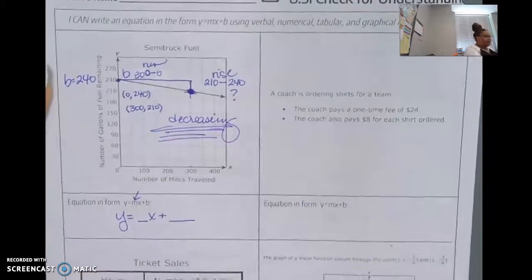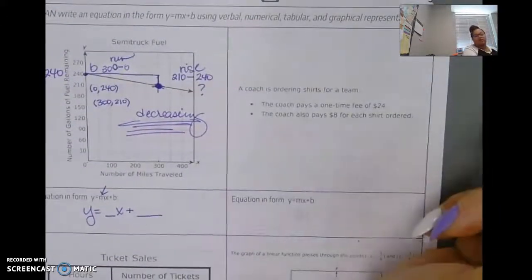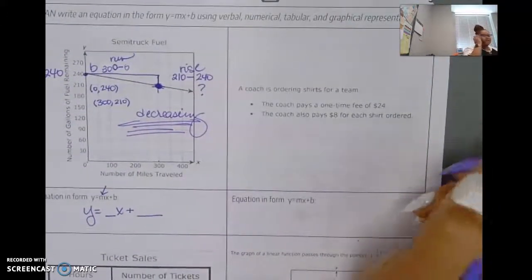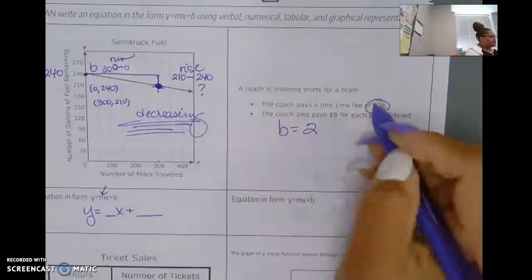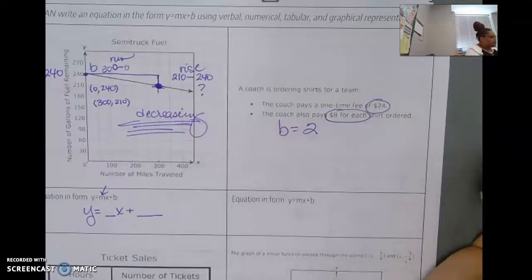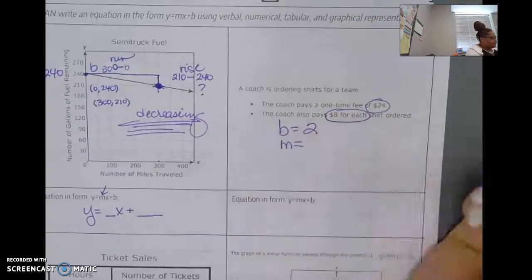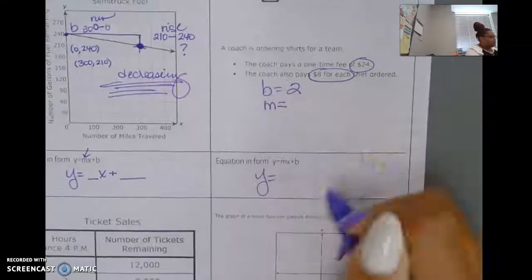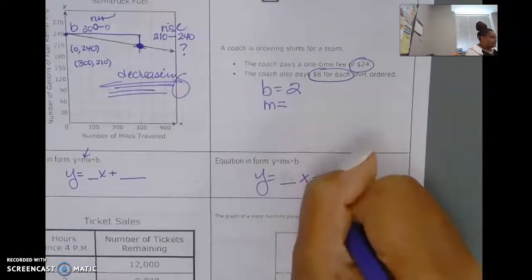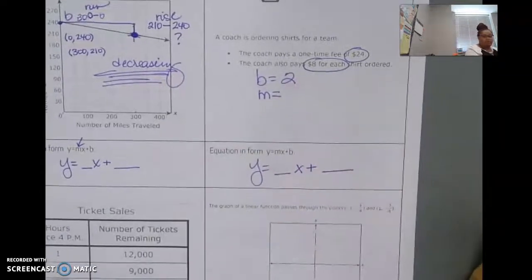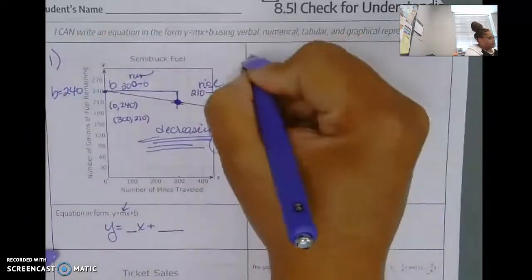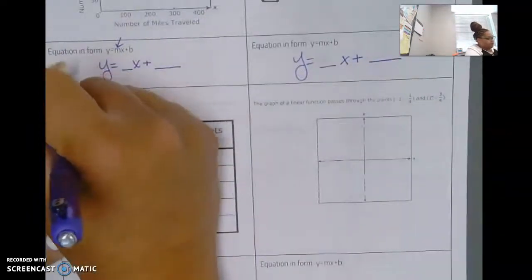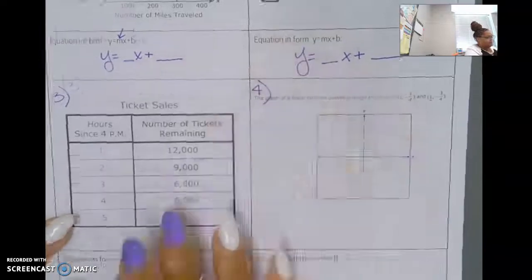A coach is ordering shirts for a team. The coach pays a one-time fee of $24. That is my b. The coach also pays $8 for each shirt ordered. That is my rate. y equals rate x plus initial. Good luck. That one's easy. Next one. Oh, I need to number these questions. 1, 2, 3, 4.